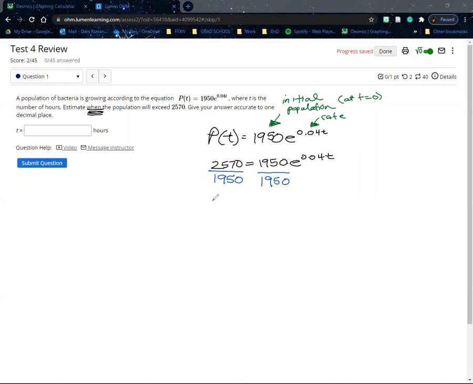Now, you can reduce this if you want. Honestly, I would just wait until the very end with the calculator part, because that tends to be a little bit easier to do if you just put it all in the calculator at once. It also means that you're not rounding until the very end, so you're going to have a more accurate answer. Okay, so now we have it into this form. What can we do to get t by itself? Right now it's e raised to the 0.04 t.